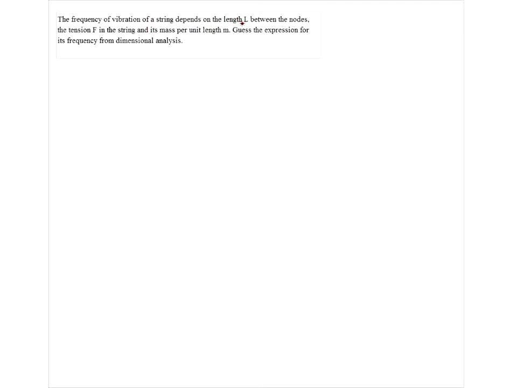All this information is given to you. Get the expression for the frequency from dimensional analysis. So please try this on your own and then let me know if you have any questions.